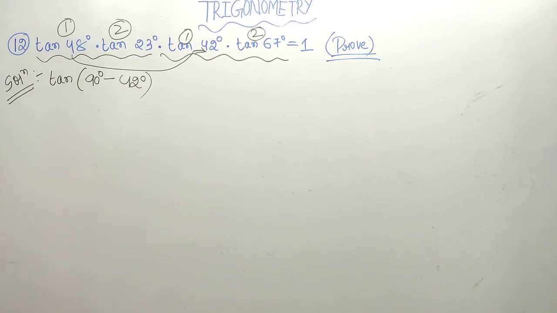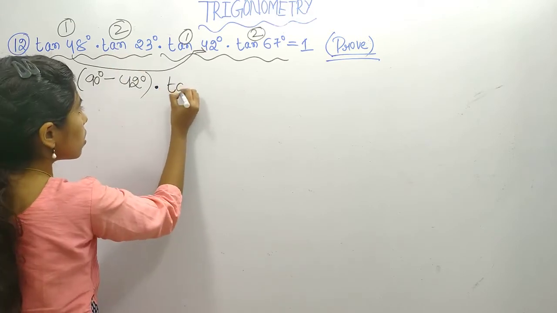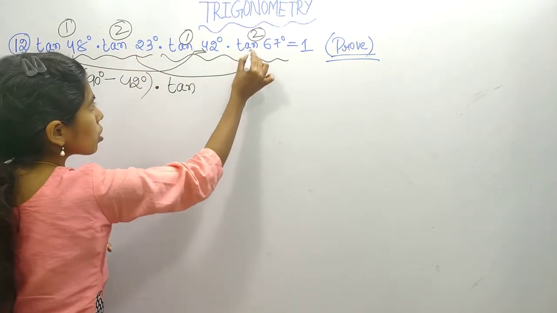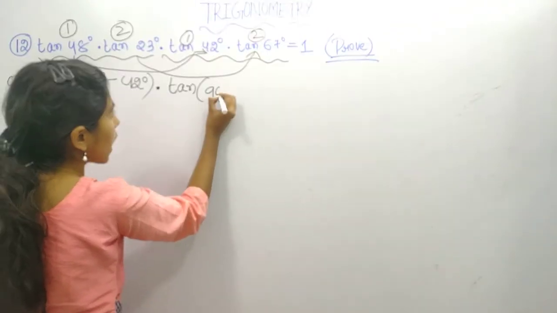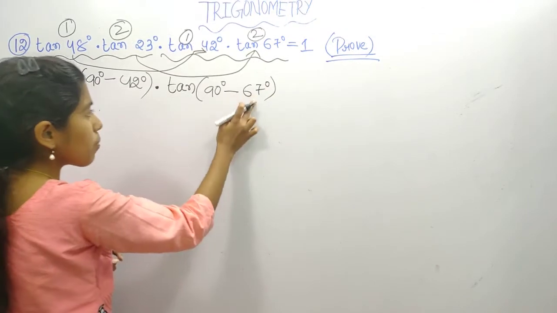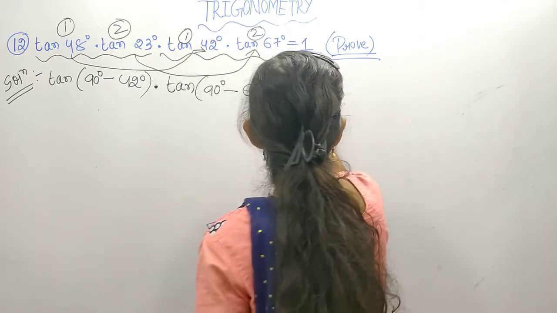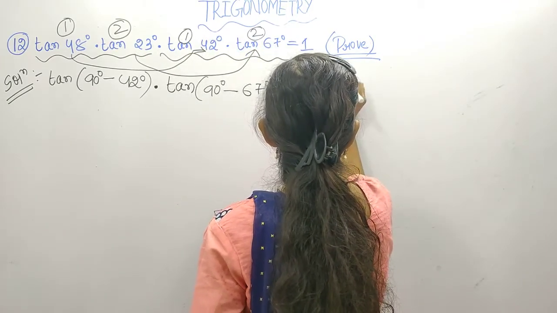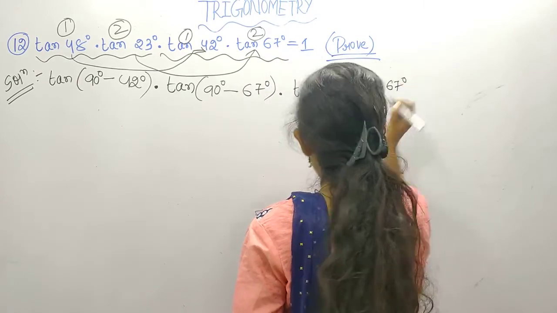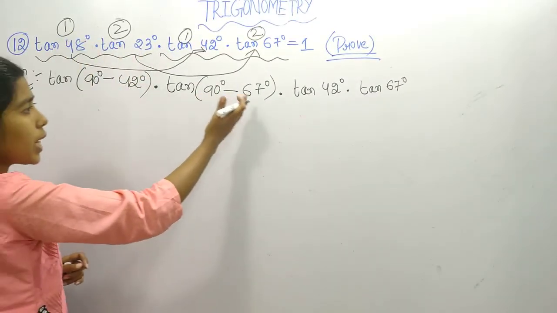Next, into, we go to the second part, tan. Here 23 degrees is there. This is 2 and this is 2, so these two will connect to each other. So 90 degrees minus 67 degrees; 90 minus 67 is 23 degrees, no doubt. Again tan 42 degrees into tan 67 degrees. So instead of 48 we have written 90 minus 42, and instead of 23 we have written 90 minus 67.